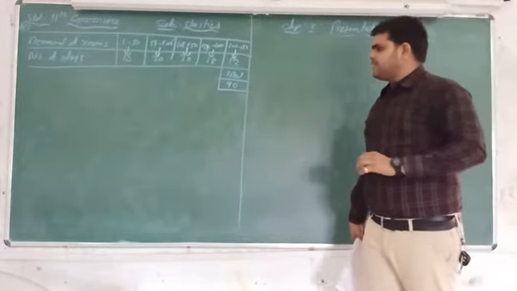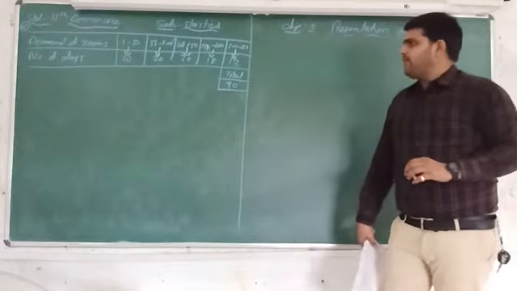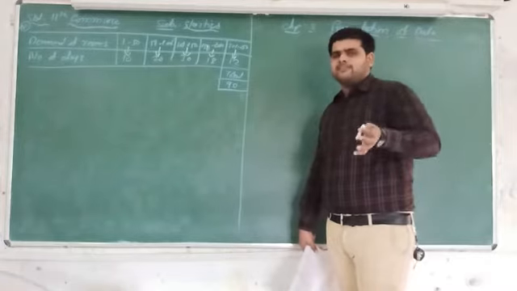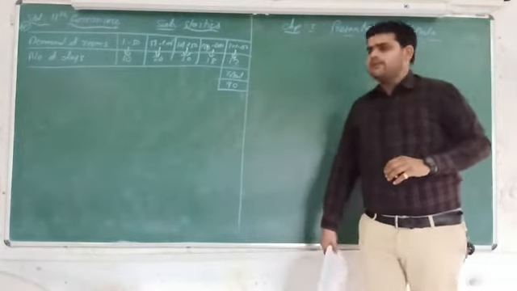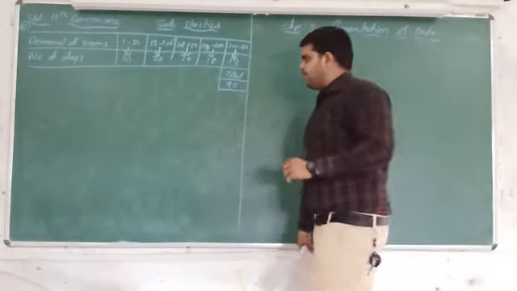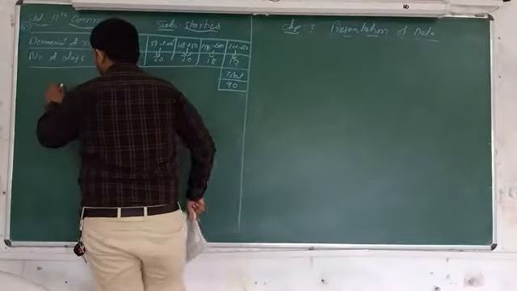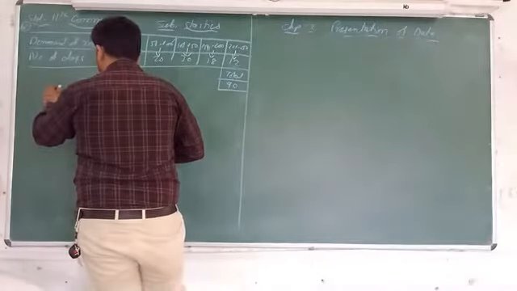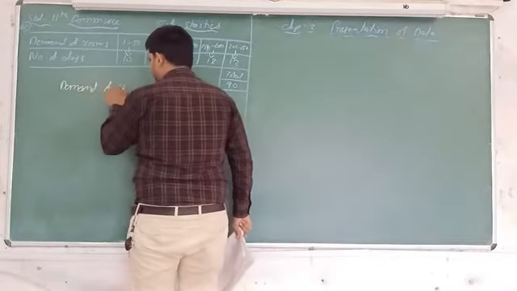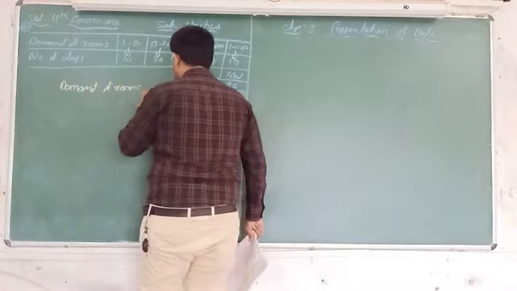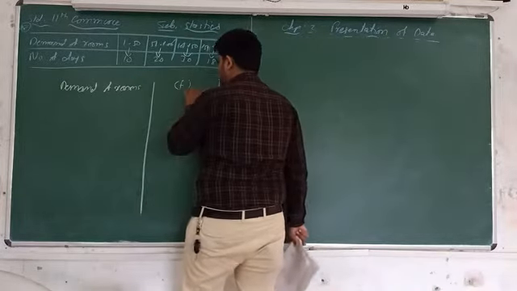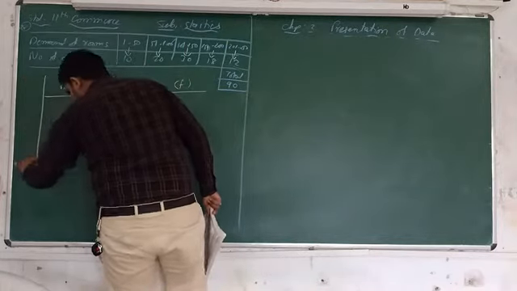Now on the basis of this, what we have to do? First of all, we have to convert inclusive into exclusive, and then we have to find out the less than and more than type of cumulative frequency distribution. Okay, so here I will write demand of rooms, and here frequency f.